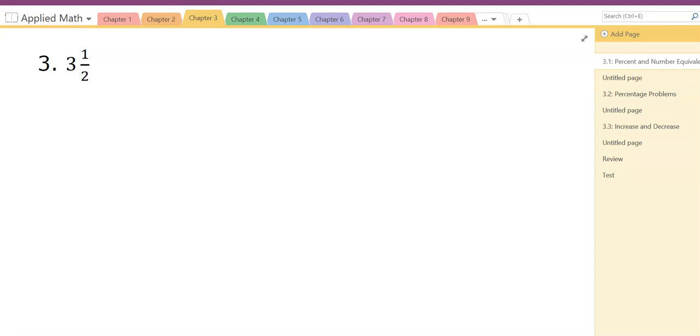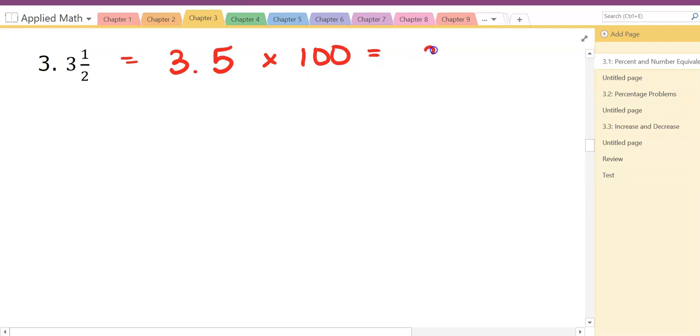So for number 3, what would be 3.5 as a decimal? 3.5. If you take that times 100, you get 350%.